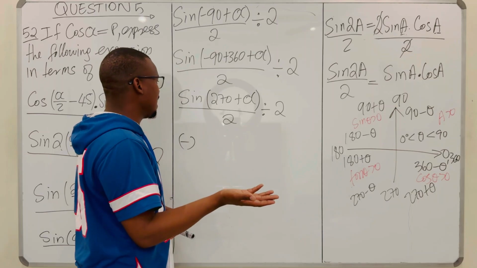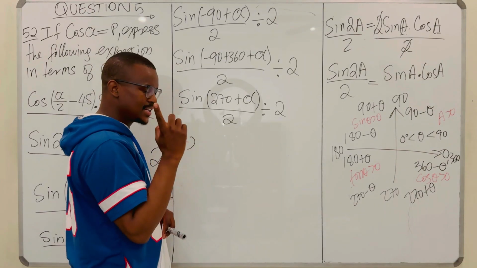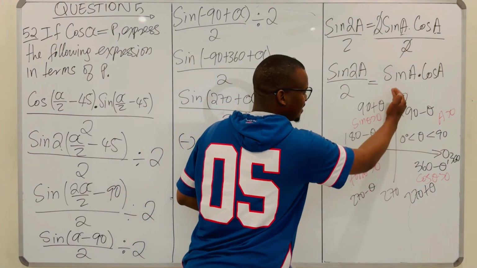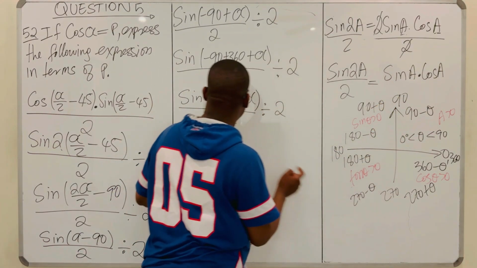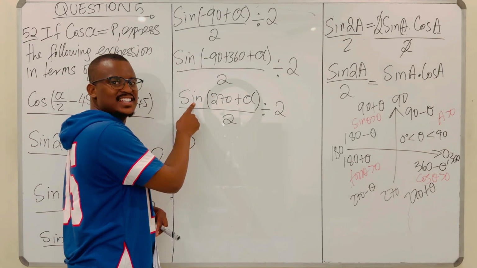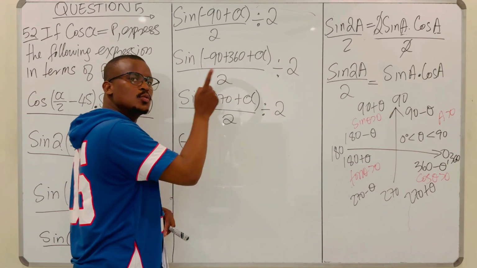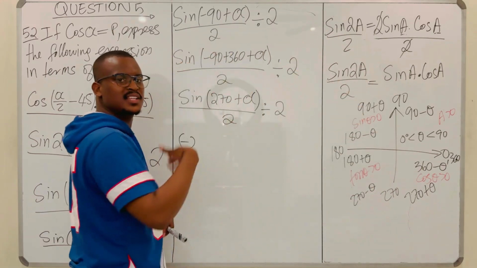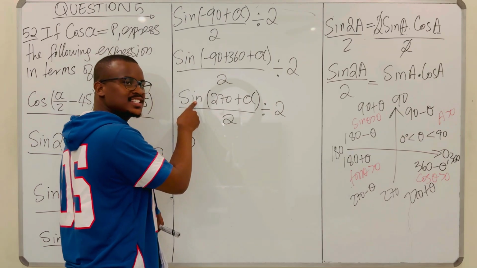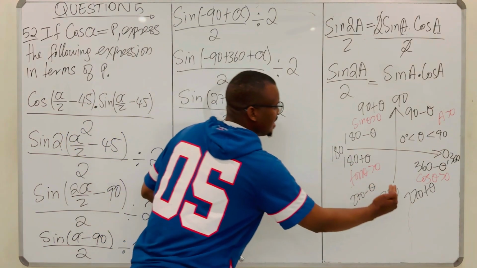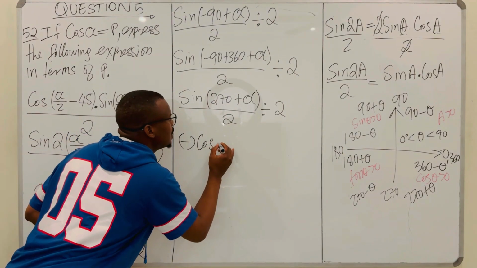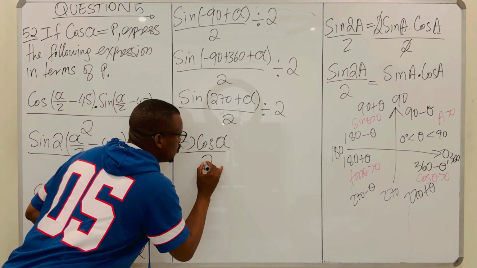So what you need to keep in mind is that if the maximum lies on this vertical line, which is either 90 or 270, your function will change to its co-function identity. So if you have sine, it will become cos. If you have cos, it will become sine, right? So you had sine here, and the maximum 270 falls on this vertical line. So it will change and become cos what? Cos alpha all over 2.